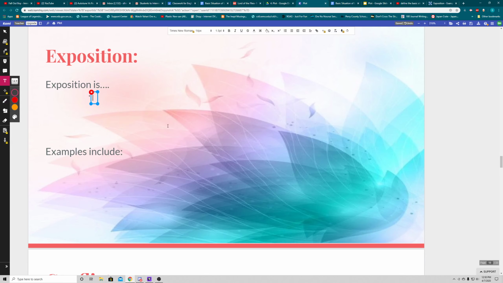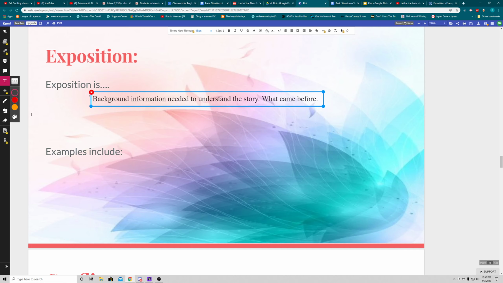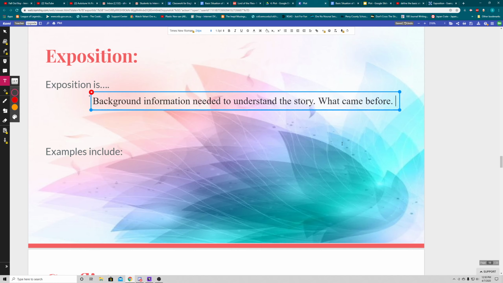would be background information needed to understand the story. You could also think of it as what came before. Sometimes the exposition will be something that already happened to try to explain a bit more on what's going on, or it might be additional information that maybe you didn't know before. Okay, so exposition is background information needed to understand the story or what came before.